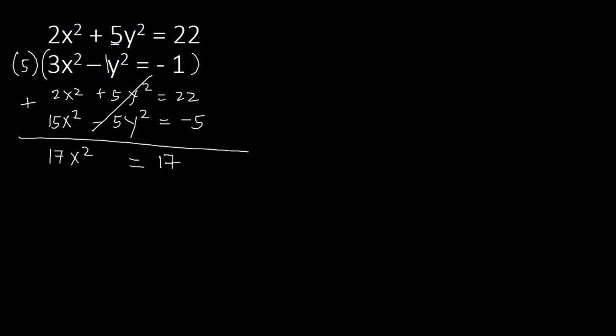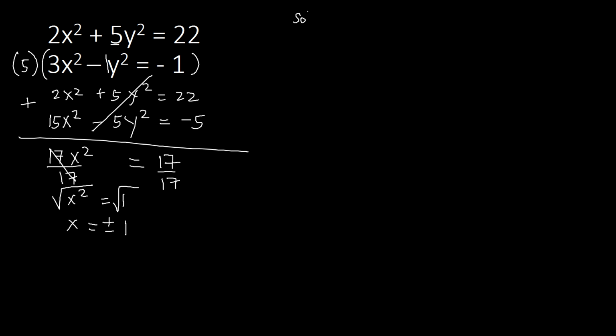And then we divide this by 17 so that we can solve for x. So we have x squared is equal to 1. We're solving for x, so we extract the root out. So we have x equal to positive negative 1, which means x equal to 1 and x equal to negative 1.